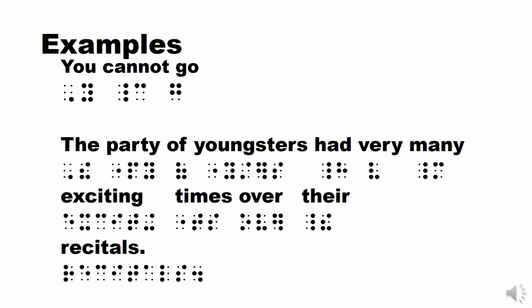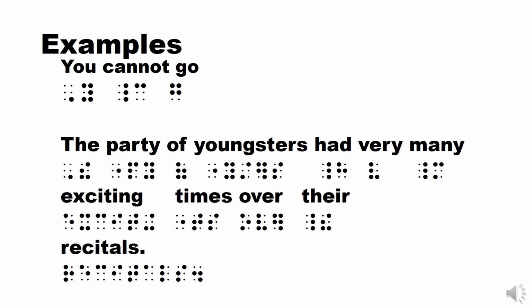Let's try some examples together. First sentence: you cannot go. In Braille, the words you and go are written as the single letters y and g when they stand alone. And of course, cannot is written with the initial letter contraction, dots 4, 5, 6 plus the letter C.